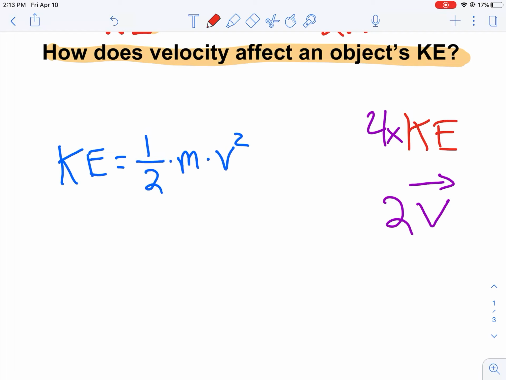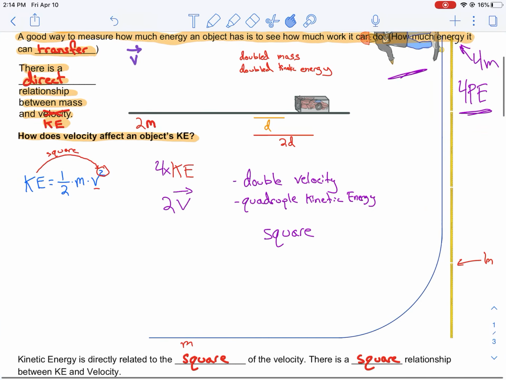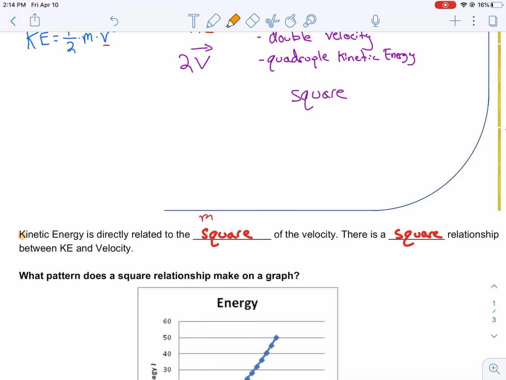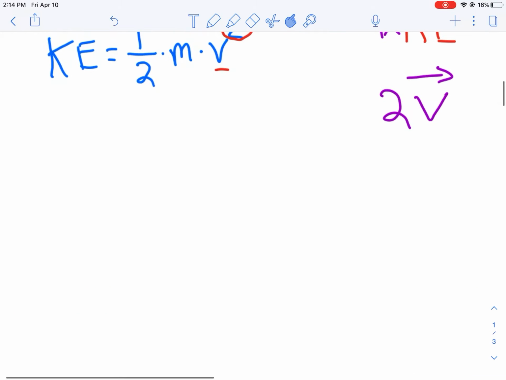I'm going to write that one more time and say it out loud, and I want you guys to do this too in your notes. Kinetic energy is directly related to the square of the velocity. So this is a square relationship. Let's write it down in a whole sentence: kinetic energy is directly related to the square of the velocity. There is a square relationship between kinetic energy and velocity.